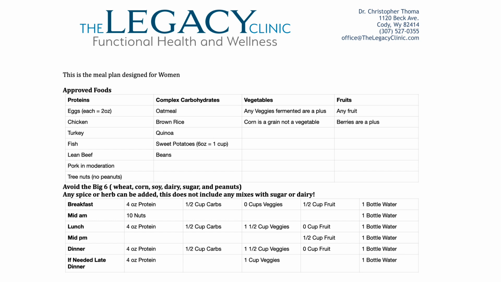How does this look in the real world in your day? So breakfast, 4 ounces of protein. You could have an egg, you could have some pork sausage, beef sausage, bacon, whatever. You could have 2 eggs. Half a cup of oatmeal is what I usually put in the morning time.